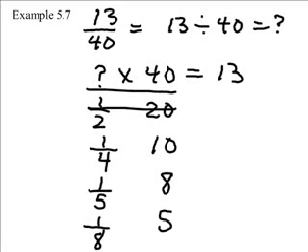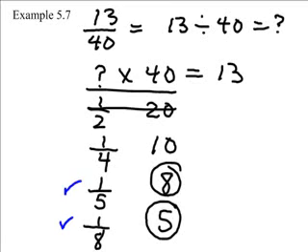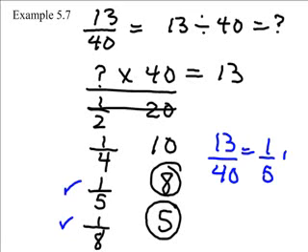Now, if you look at what we have here, 8 and 5 add to 13. So I've got some numbers in my second column that add up to the number that I'm looking for. So across from 8 and 5 are 1/5 and 1/8. So 13/40 can be written as the sum of 1/5 plus 1/8.